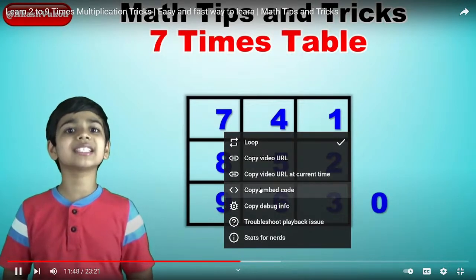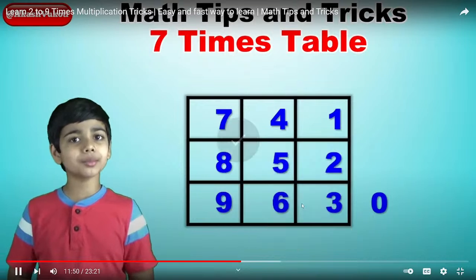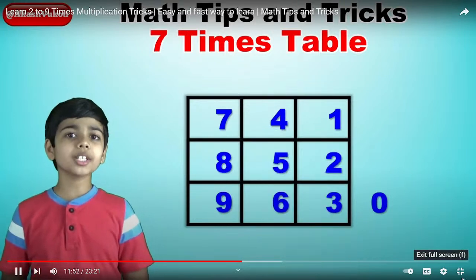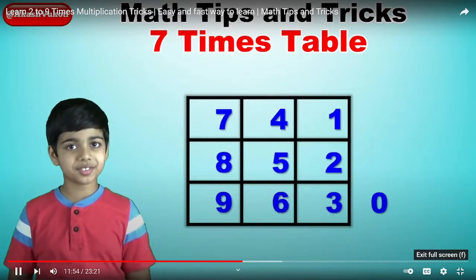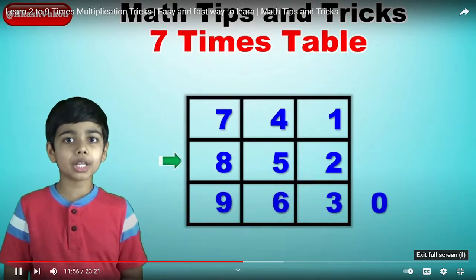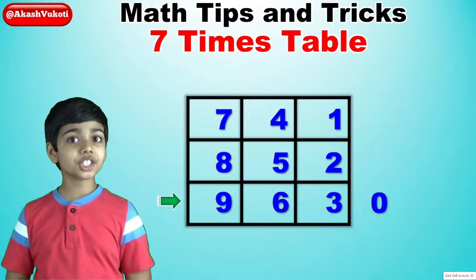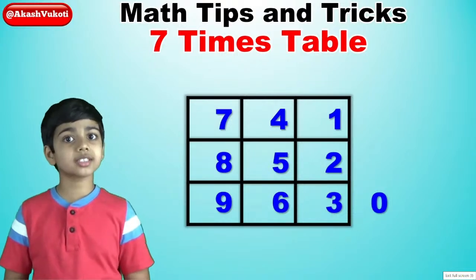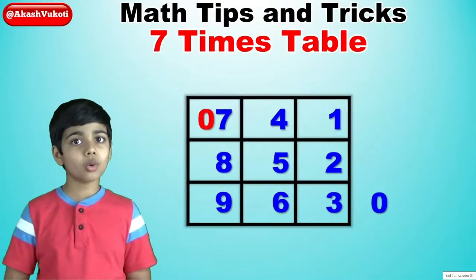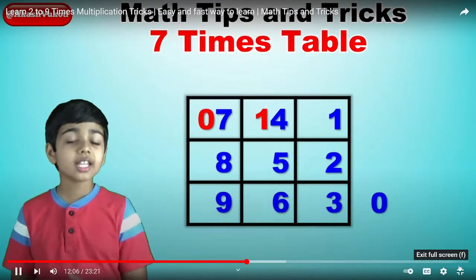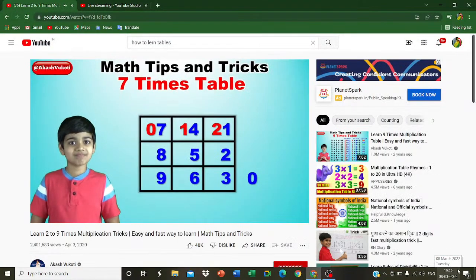Now we come to the tens digits. It's a little bit more complex. So we're going to break this up into 3 sections. Top row, middle row, bottom row. For the tens digits in the top row, we will write 0 in the first box, 1 in the second box, and 2 in the third box.